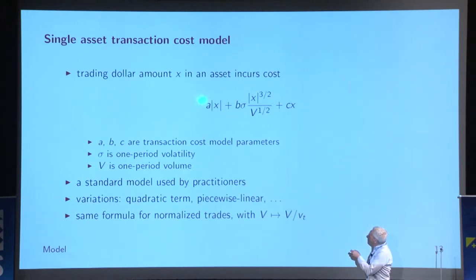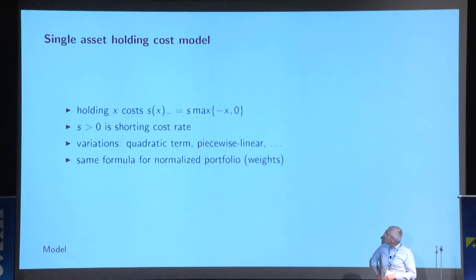And if you normalize it, of course this has the right units. It has to, or it's a stupid model. When you divide everything by the total value, you get exactly the same model. But instead of using the volume, which is the actual volume in dollars here, you get the volumes relative to your total portfolio value, right? So all of that makes sense. So that's your transaction cost model.